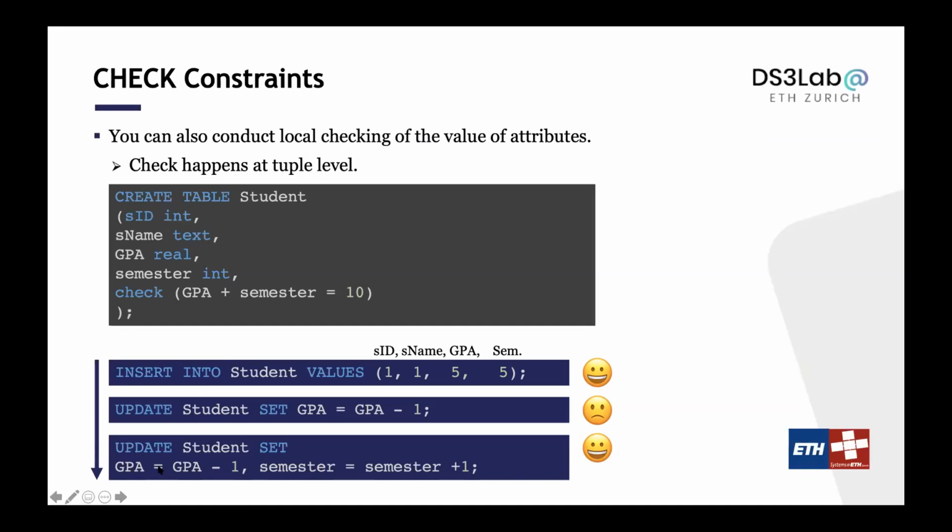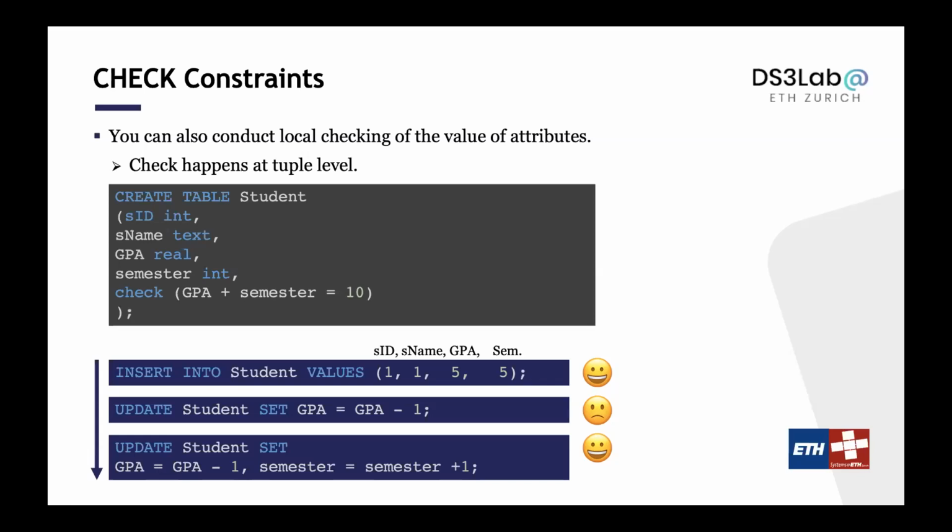So if I understand correctly, this just means we can only do checks on one tuple, but as soon as we want to do a check with more than one tuple, it's not going to work. Yeah, that's true. You cannot have constraints involving multiple tuples.